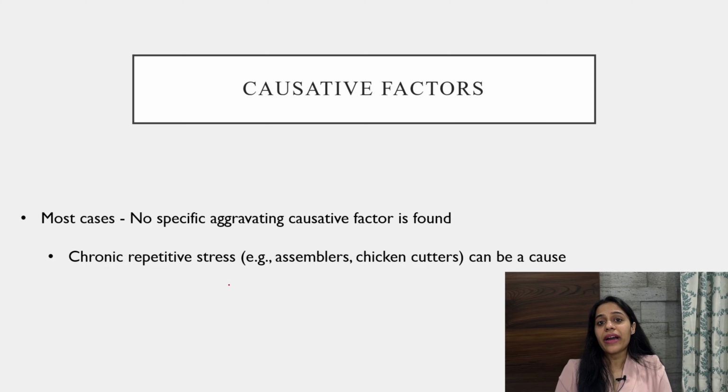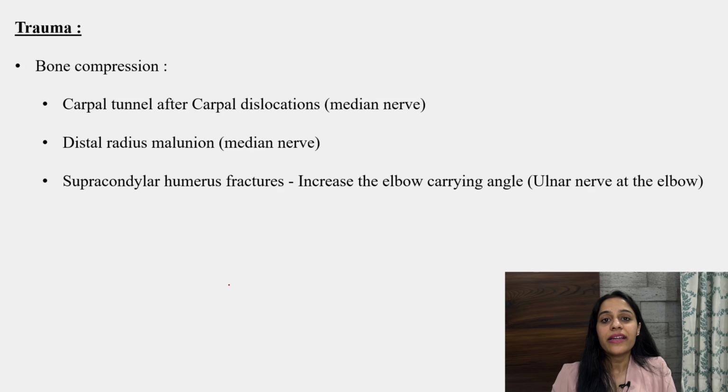So what are the causative factors? In most of the cases, there is no specific aggravating causative factor. It generally occurs due to chronic repetitive stress, okay, like few assemblers or chicken cutters. So when there is chronic movement of the wrist, it can cause carpal tunnel syndrome or it can cause ulnar nerve syndrome. Then trauma, so bone compression in carpal tunnel after carpal dislocation or carpal bone fractures, the median nerve can get compressed in the carpal tunnel.